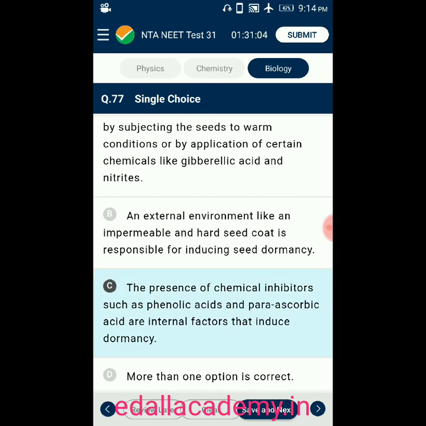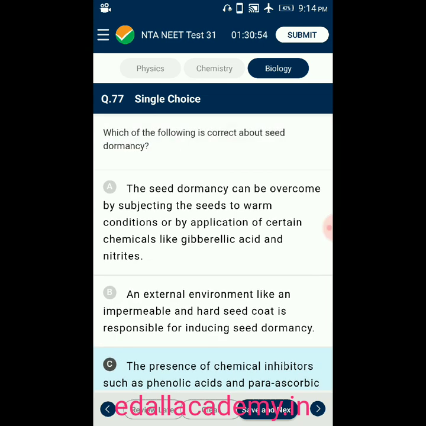The presence of chemical inhibitors such as phenolic acids and para-ascorbic acid are internal factors that induce dormancy. So that is the correct statement.